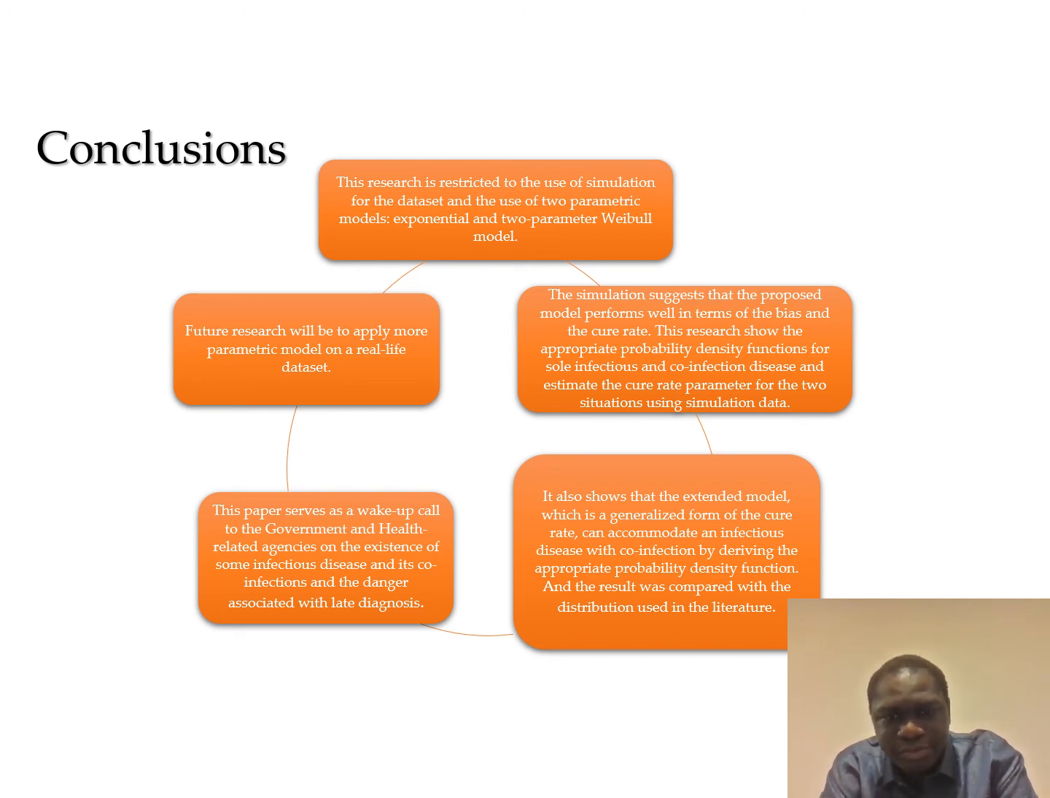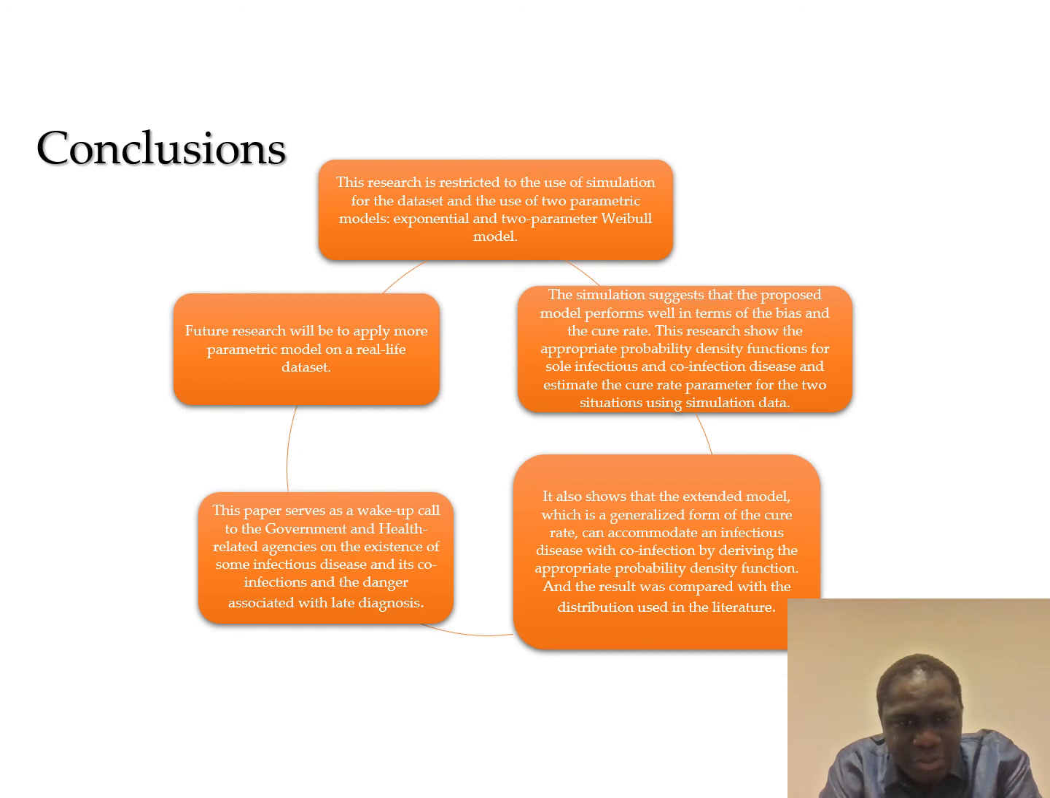Also, we were able to extend the model to give a generalized form of cure rate model that can accommodate an infectious disease with possible co-infection by deriving the appropriate probability density function. And also the result was compared with the distributions used in the literature. We could see that in the literature, exponential distribution was used, but in ours, we were able to add two-parameter Weibull. And looking at the result from our study, we're able to show that two-parameter Weibull is better than the exponential.